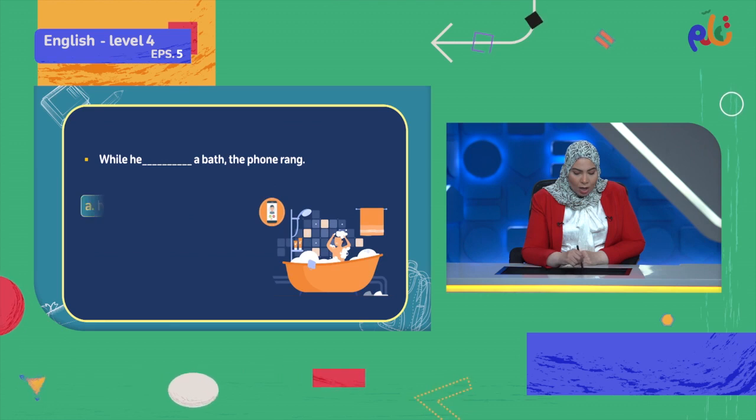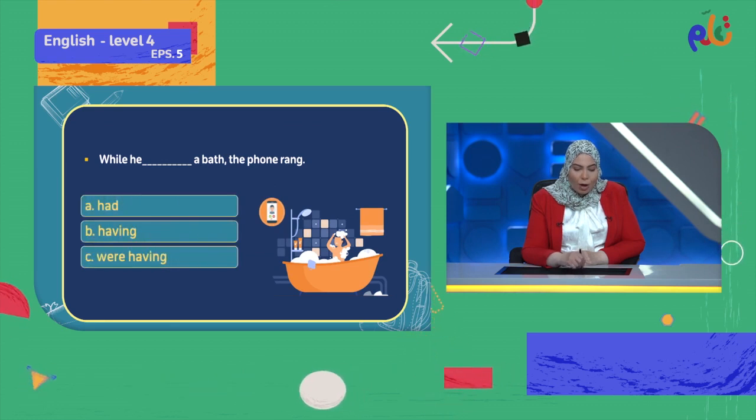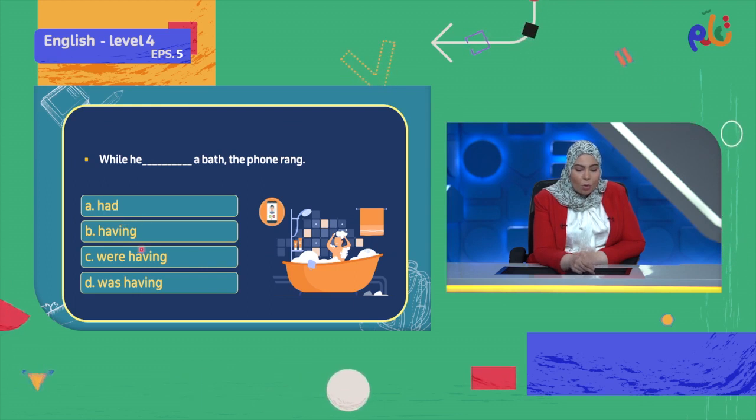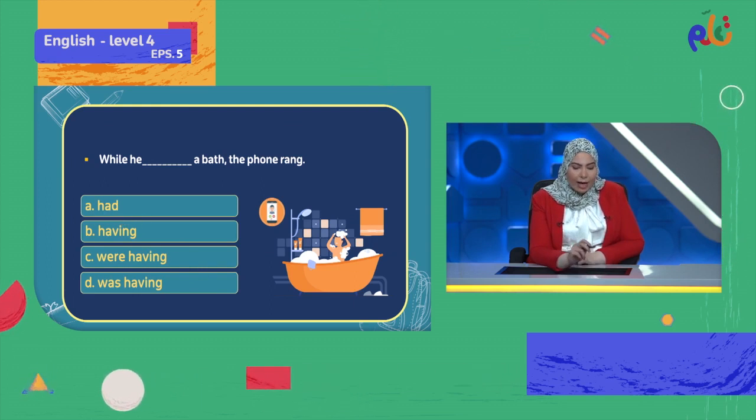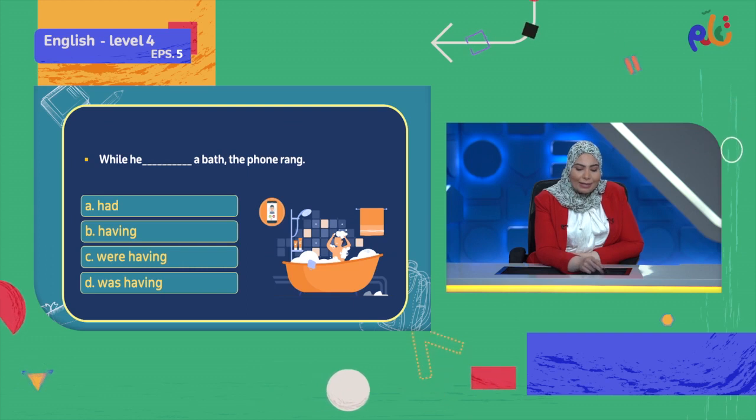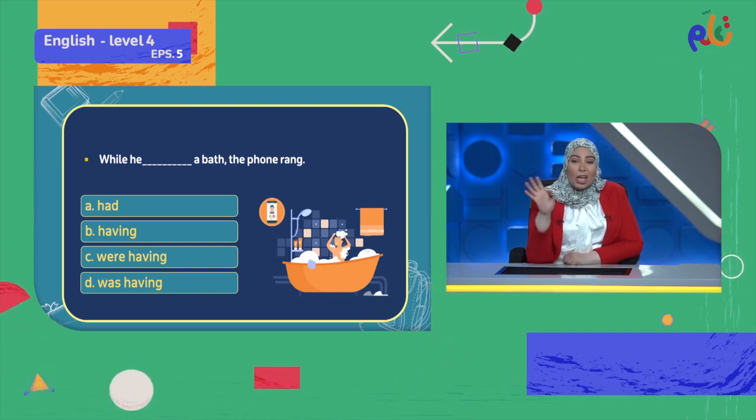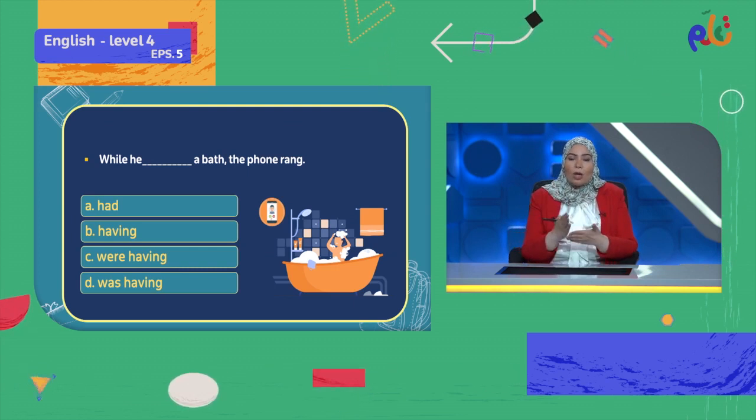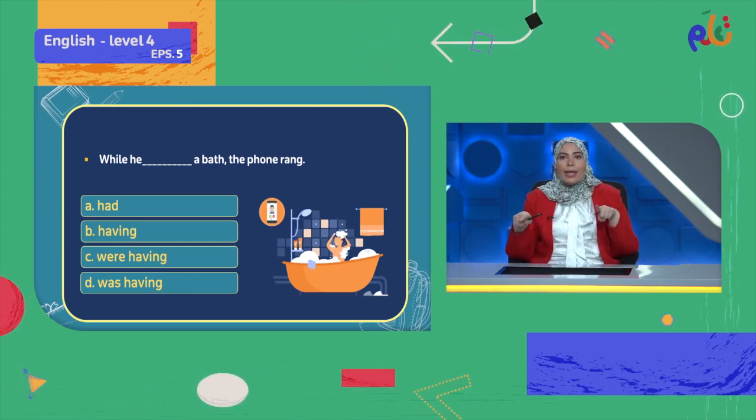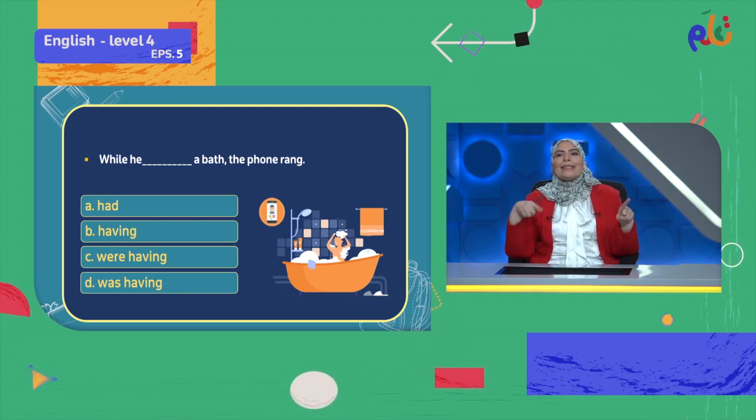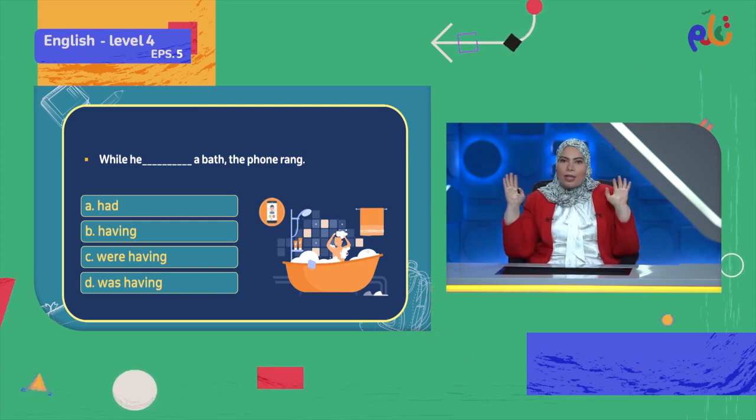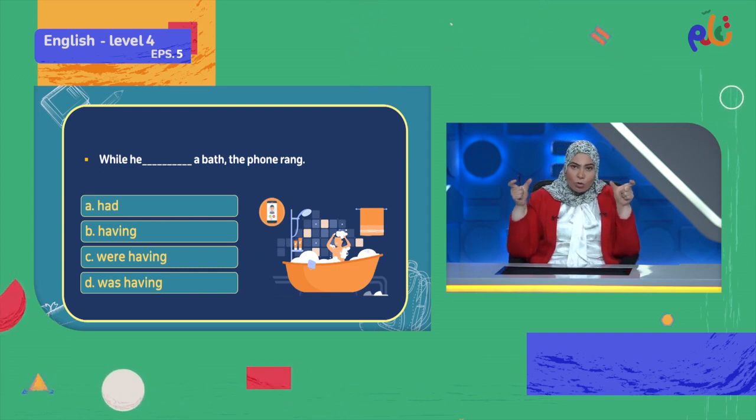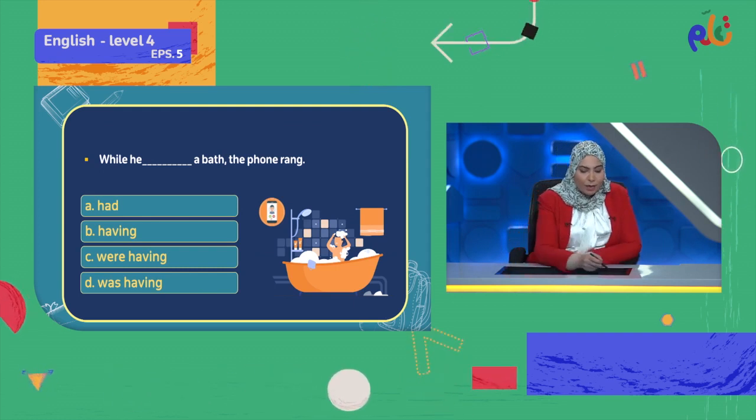So the options we have: had, having, were having, or was having. He had a bath, the telephone rang. It would be okay if I am not talking about two actions that happened together and one interrupted the other. It would be okay if I am talking about something and after that another thing happened, like a series of events. And this is not a series. We're talking about two things that are connected.